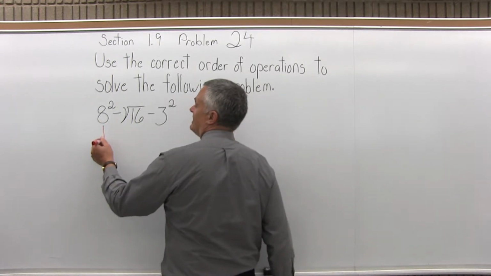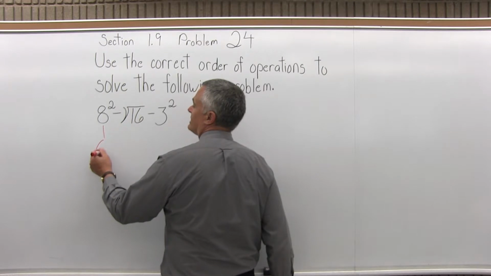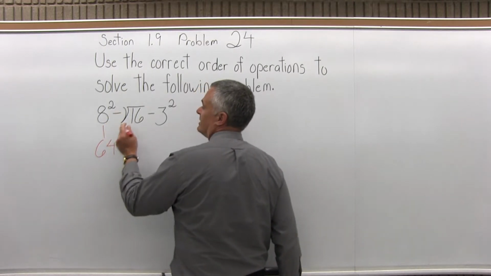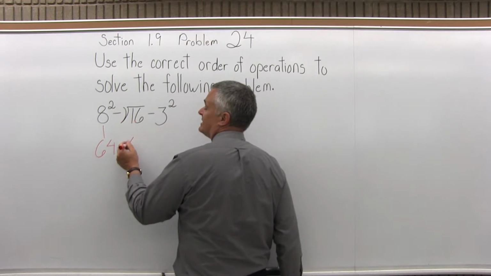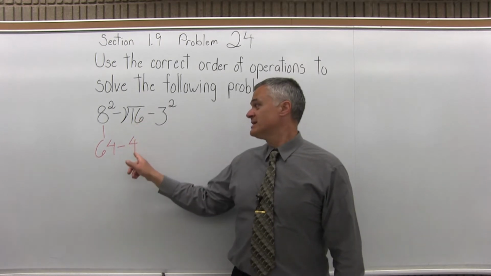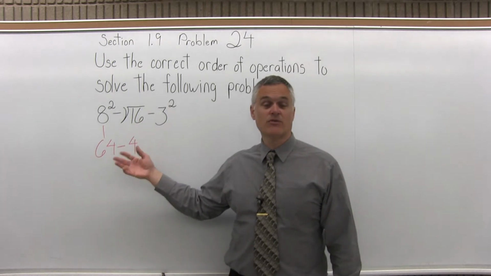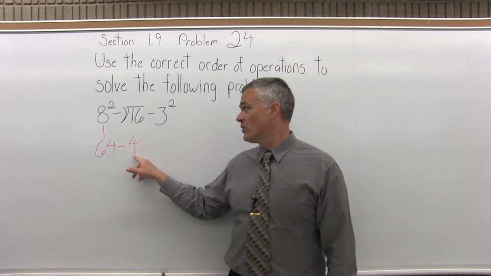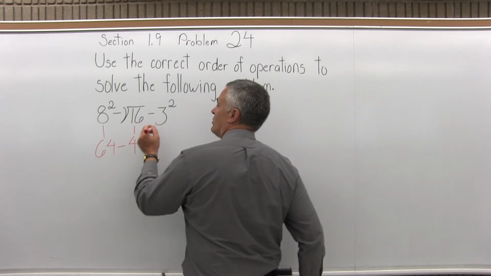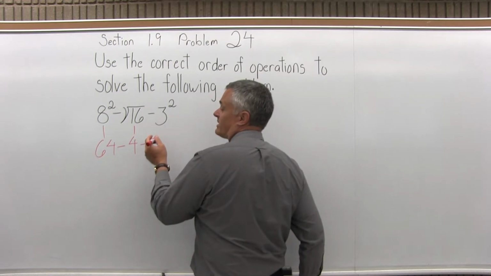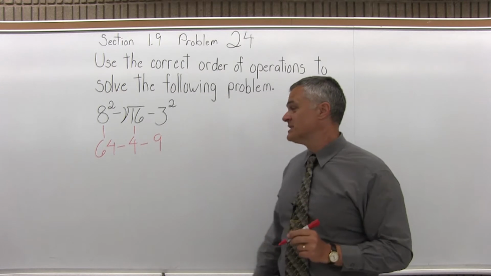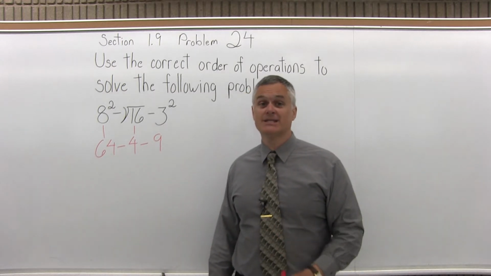So the 8 to the second power I will bring down as a 64 minus square root of 16. So the square root of 16 is 4 because the square root of 16 is asking what number multiplied times itself will give you back a 16, and the answer to that is 4. Then minus again, 3 second power. So 3 second power, 3 times 3 is 9. Now I have 64 minus 4 minus 9.